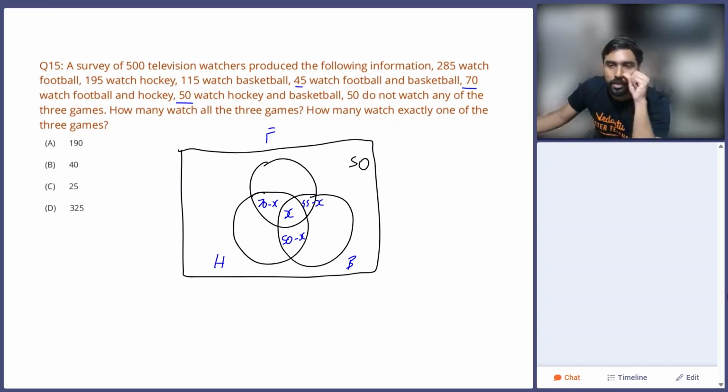Very well. Now you have been told that total 115 people watch basketball. So basketball's total region has to be 115. How much do I already have? 95. So that means I needed 20, and then I also need a plus X over here. So 20 plus X are the people who are watching only basketball.